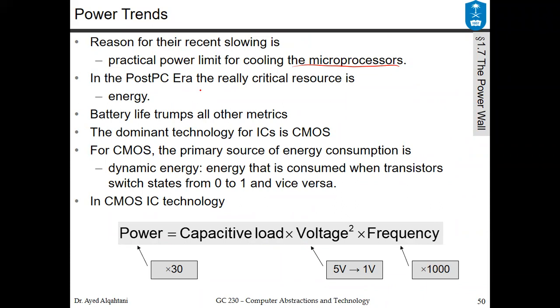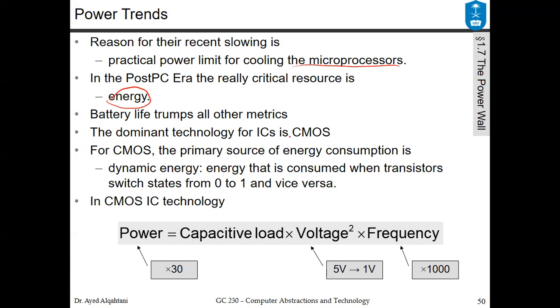Also in the post-PC era, the really critical resource is energy. Energy is tied to power consumption. The only difference between them is the time. The battery life trumps all other metrics. Because if you need to consume a lot of power for a device that has a battery, it means it will go off faster. So the battery won't be enough for it if it consumes a lot of power. This is why you see a lot of modes in new devices or new smartphones, where you have a power saving mode.